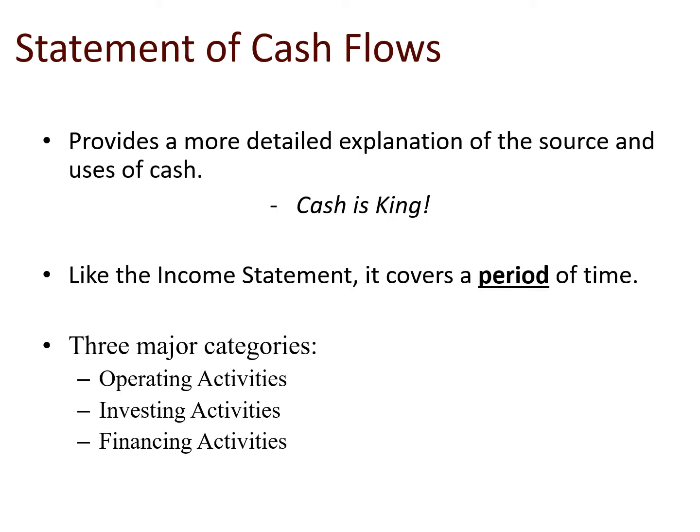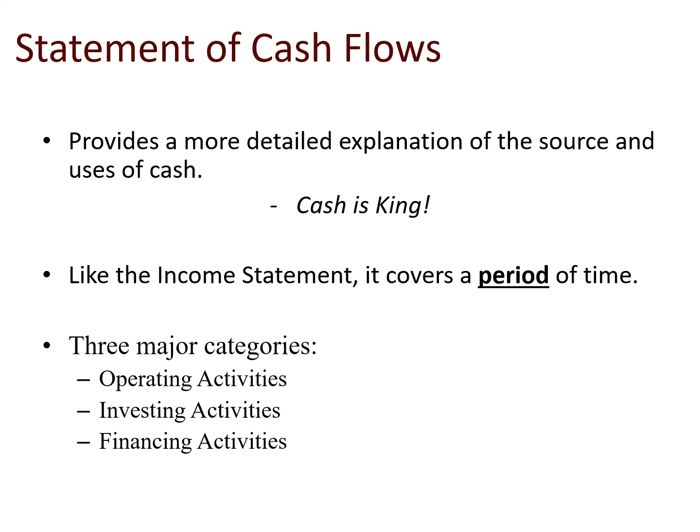So that's kind of an overview of the statement of cash flows. Remember, cash is king. It covers a period of time similar to the income statement. 3 major categories are operating activities, which includes things like net earnings, inventory management, accounts receivable management, accounts payable management. Investing activities, the second category there, includes things such that we invest in, like property, plant, and equipment. And then financing activities has to do with getting money from shareholders, paying money to shareholders, or getting money from creditors or paying money to creditors.